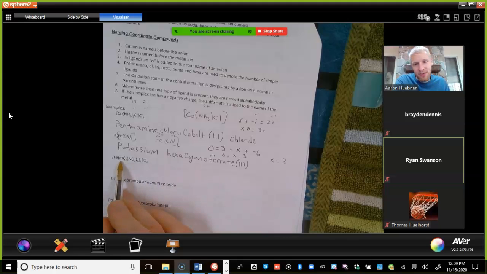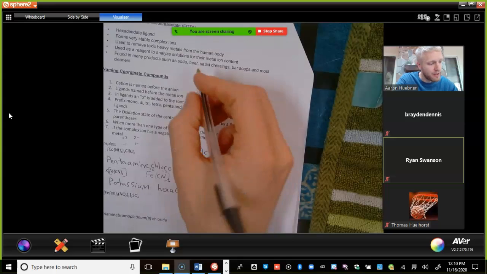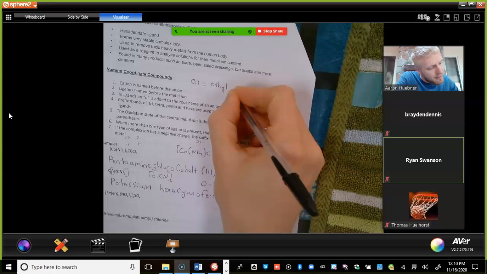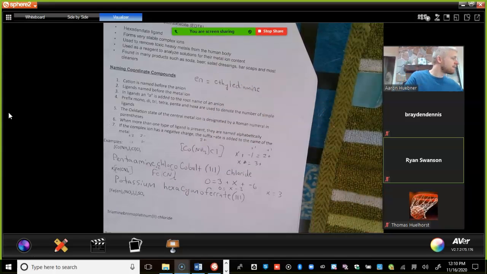En, that's a new one. En, what is En? That's ethylene diamine. So we'll write that over here. En equals ethylene diamine. Ethylene diamine.